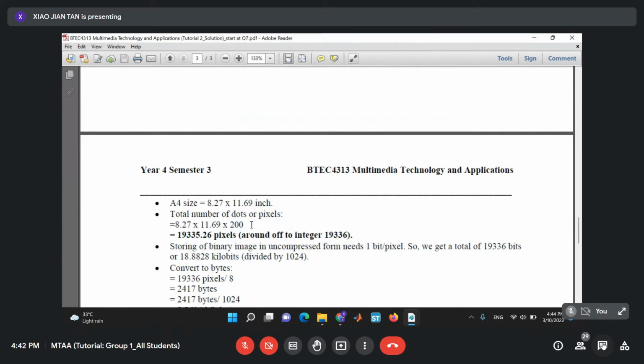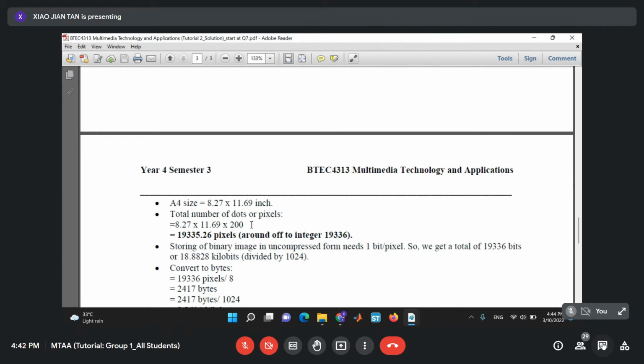Okay. For these questions, I've been thinking about this question as well, because previously I thought it would be 8.27 multiplied by 200 and then plus 11.67 multiplied by 200. But if it is like that, then how many dots are in 1 inch? Can you see where it comes from?